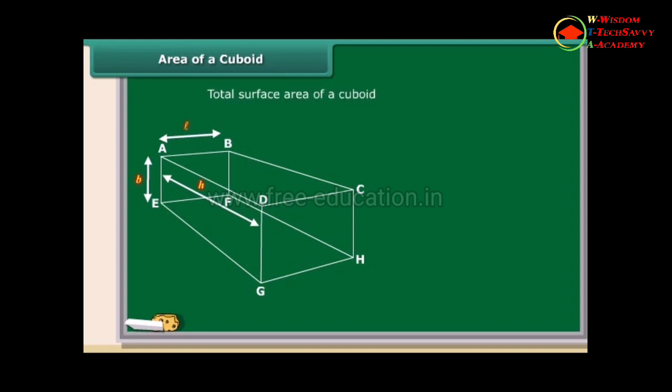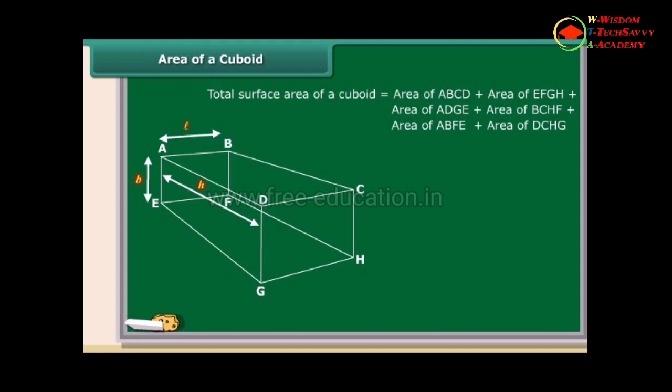Then the total surface area of the cuboid is equal to the sum of the areas of 6 faces ABCD, EFGH, ADGE, BCHF, ABFE, and DCHG, which is LH plus LH plus BH plus BH plus LB plus LB. Therefore, total surface area of a cuboid is equal to 2 into (LB plus BH plus HL).